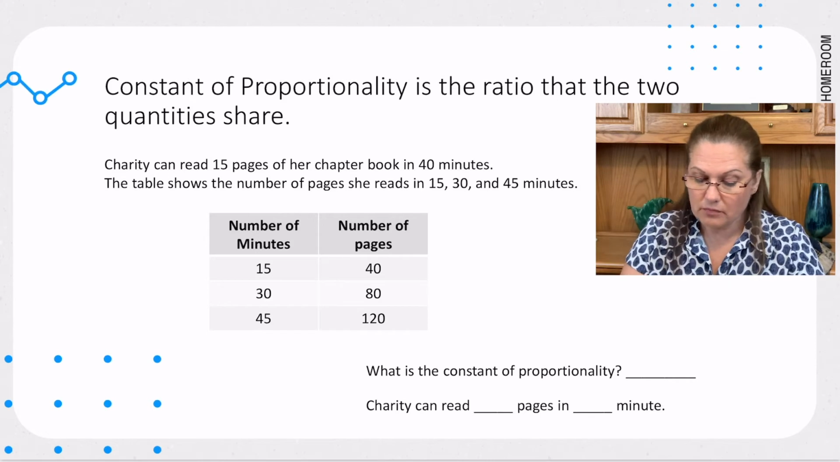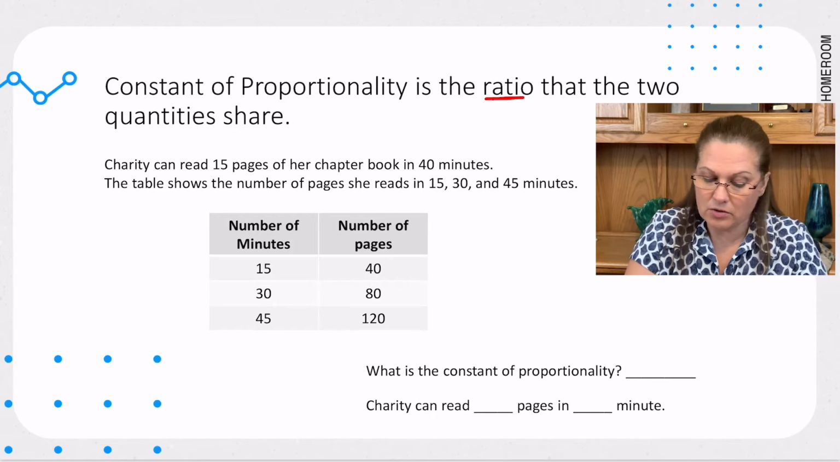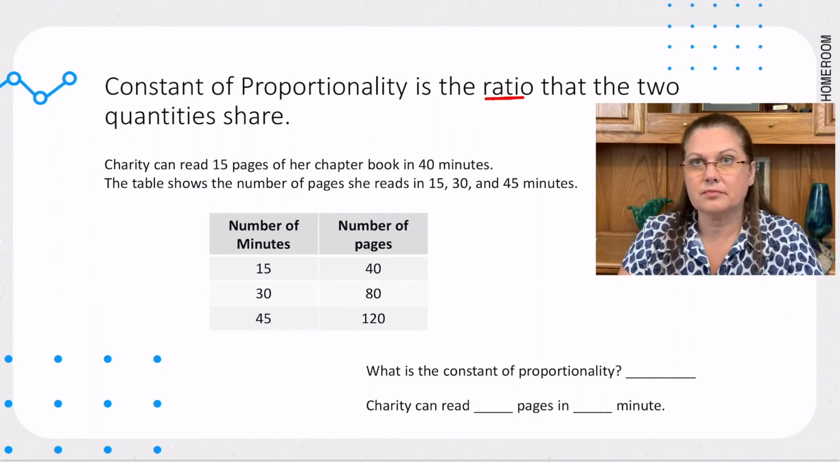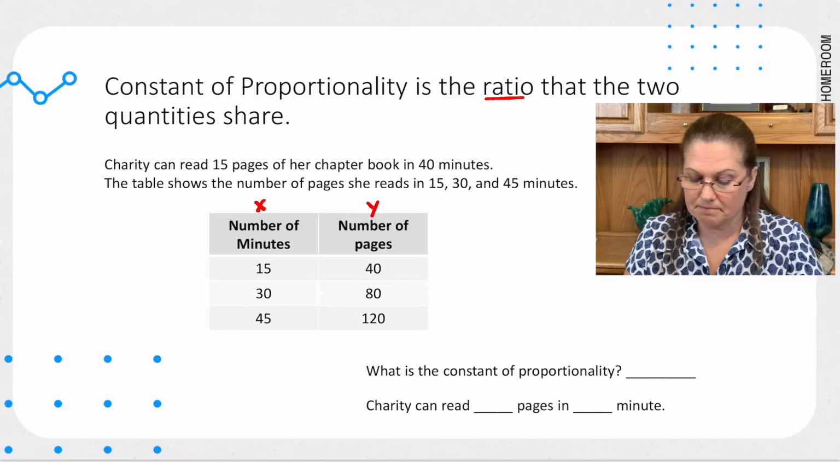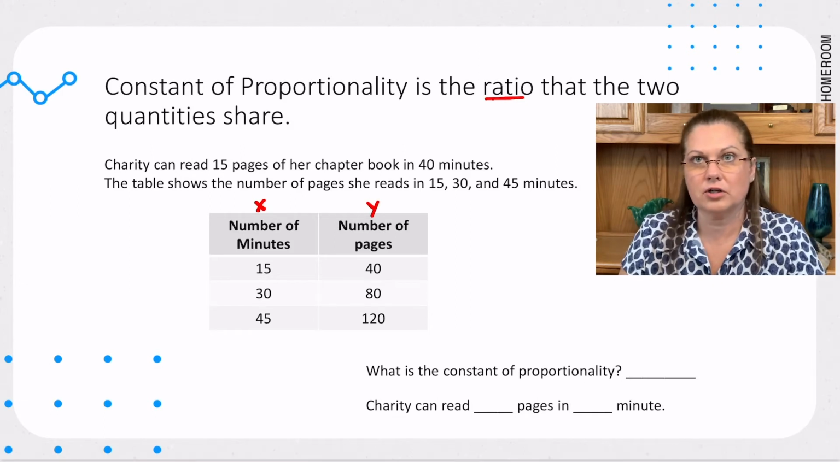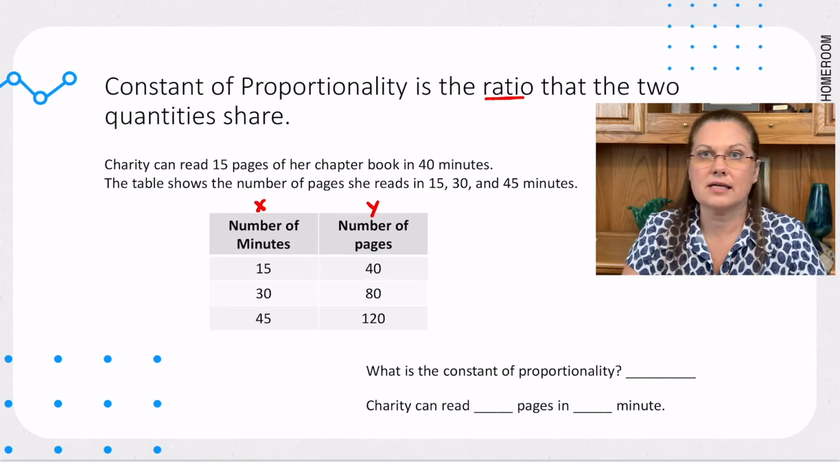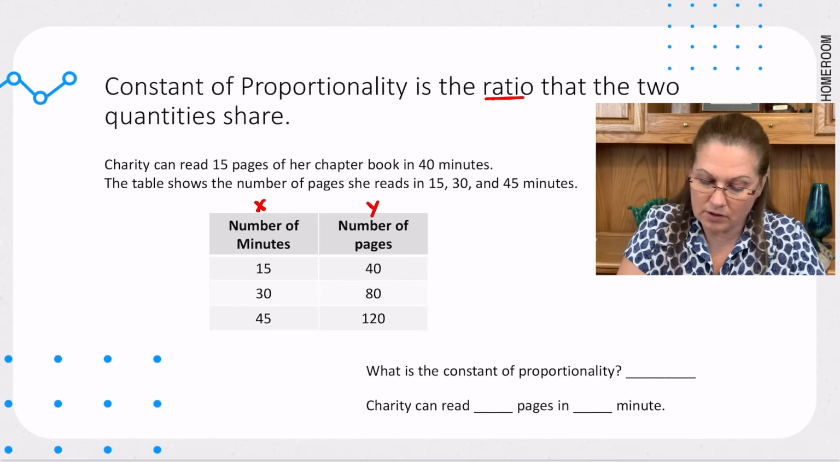So remember, we're going to look at our rate of change between our x value and our y value. And remember, the left side of the table is our x, the right side of our table is our y. It really doesn't matter which vertical column you compare first, as long as they all have the same rate of change. So I'm going to do my x value first. The difference between 15 and 30 is 15. Our difference between 30 and 45 is also 15.